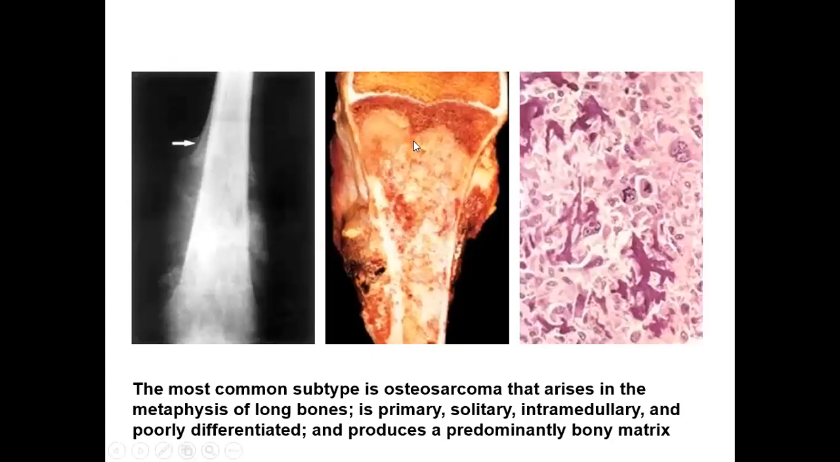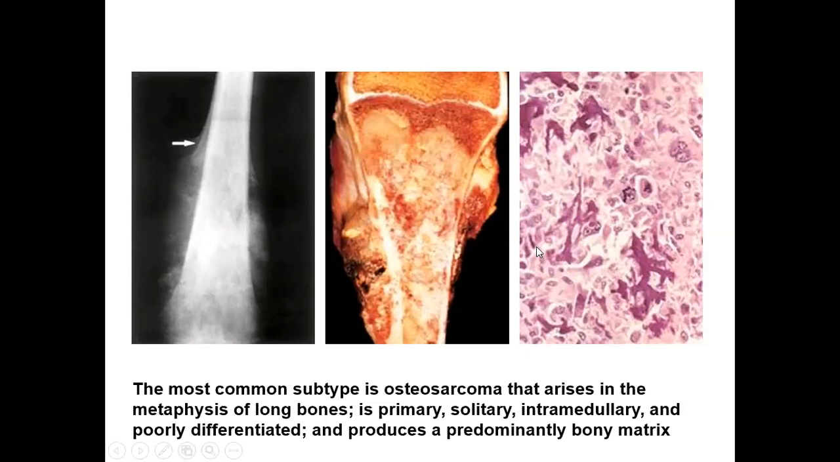So this is the gross and microscopic appearance. This is X-rays. This is the cut section of a gritty gray-white tumor mass punctuated by hemorrhages and areas of necrosis. The most common subtype is osteosarcoma that arises in the metaphysis of long bones. This is primary, solitary, intramedullary, poorly differentiated, and produces a predominantly bony matrix.